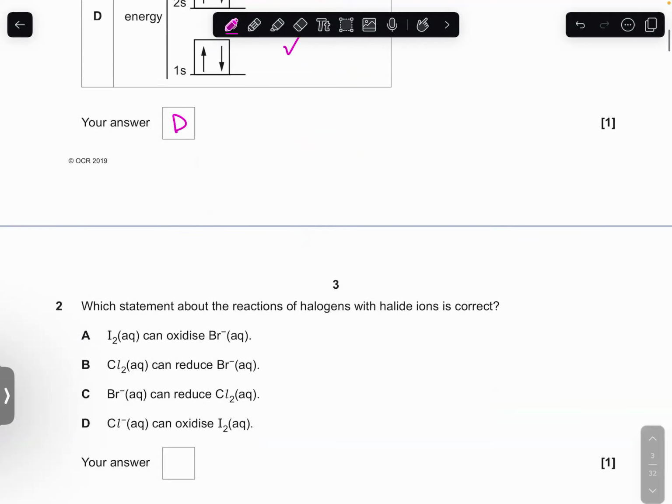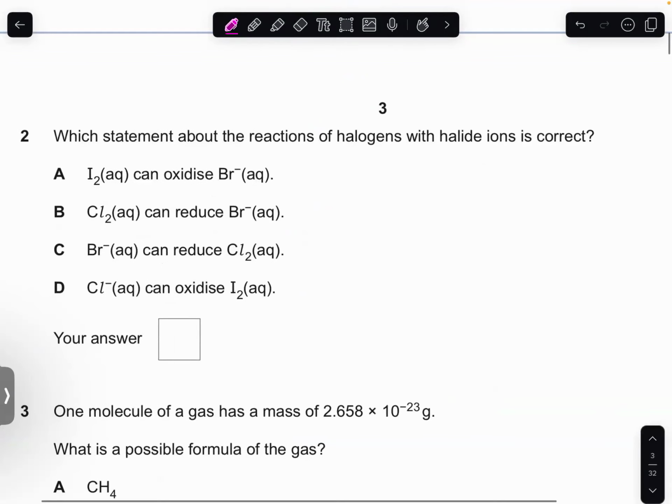Moving on. Which statement about the reactions of halogens with halides is correct? You see, the wording of this can be a little bit tricky, so let's try to break this down. First of all, iodine cannot react with bromide because it is less reactive, so it just wouldn't react. Chlorine can reduce Br minus. Let's see what that means. Chlorine can react with Br minus, but it doesn't reduce Br minus.